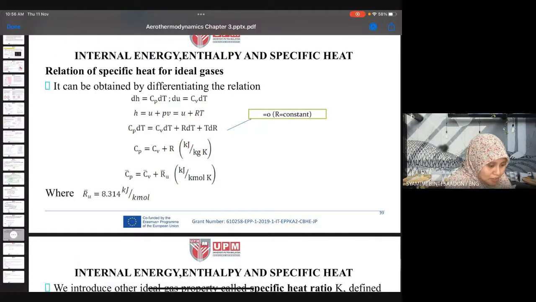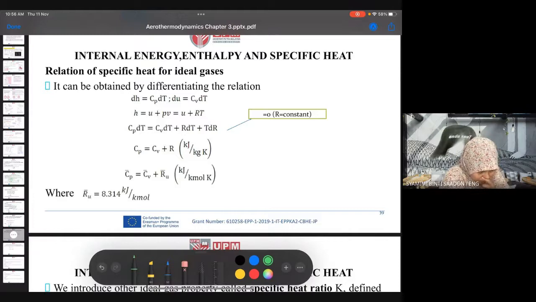Another point is the relation between Cp and Cv itself. There's also a relation between them: Cp equals Cv plus R, the gas constant just now. Because specific heat and gas constant use the same unit, joule or kilojoule per kilogram per Kelvin, there exists a relation between them, which is Cp equals Cv plus R.